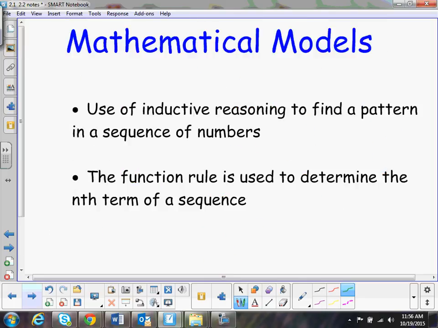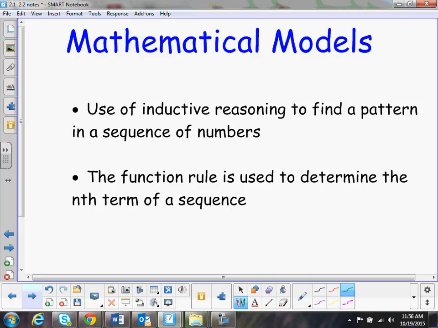All right, good. Okay, next thing, mathematical models. Write that down, mathematical models. We'll use math models. It's basically just the use of inductive reasoning to find the patterns in a sequence of numbers. Now, this sounds all fancy, but you did this last year in Algebra 1. You found the pattern in a sequence of numbers, and they were actually different types of relationships.